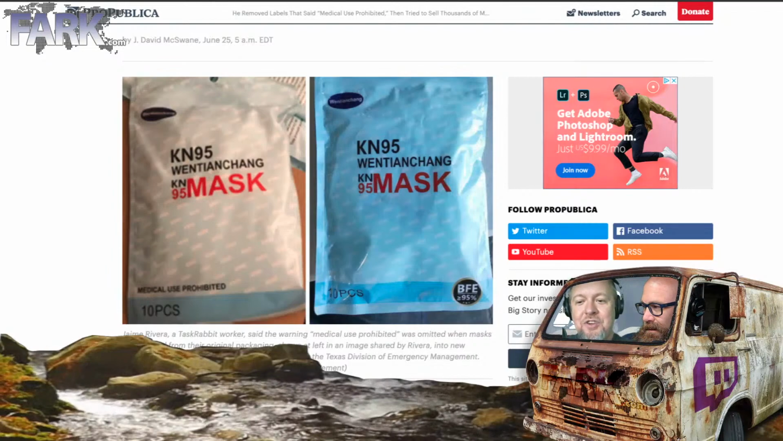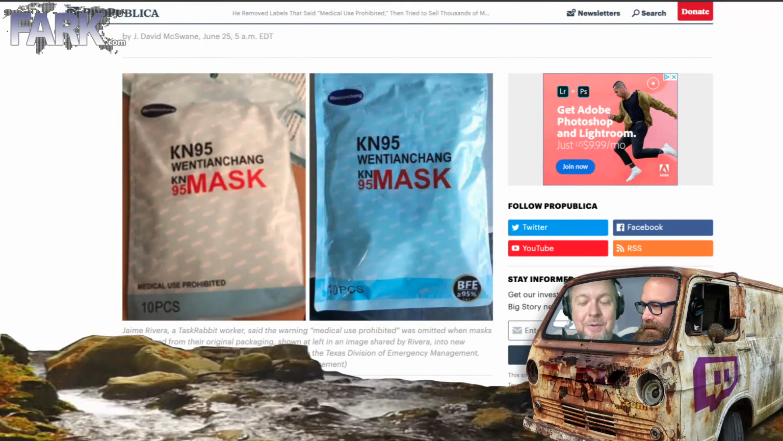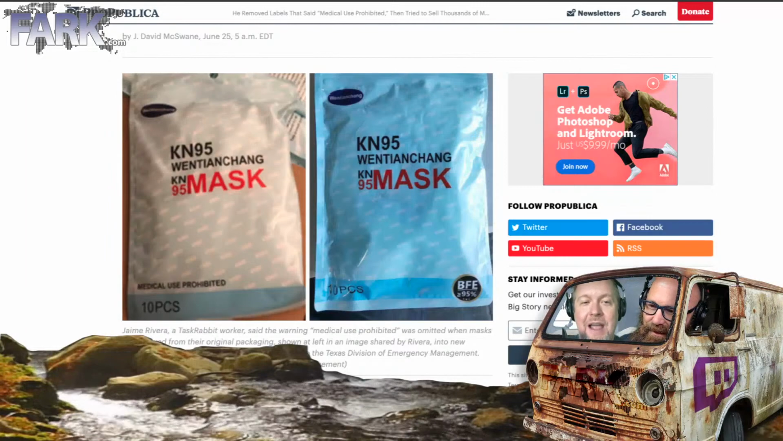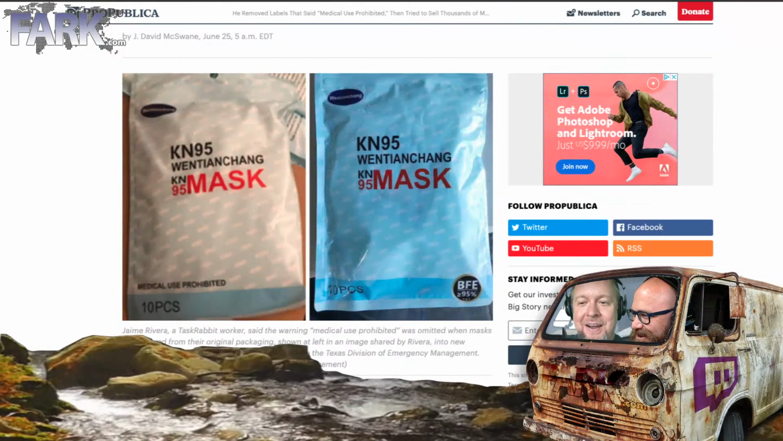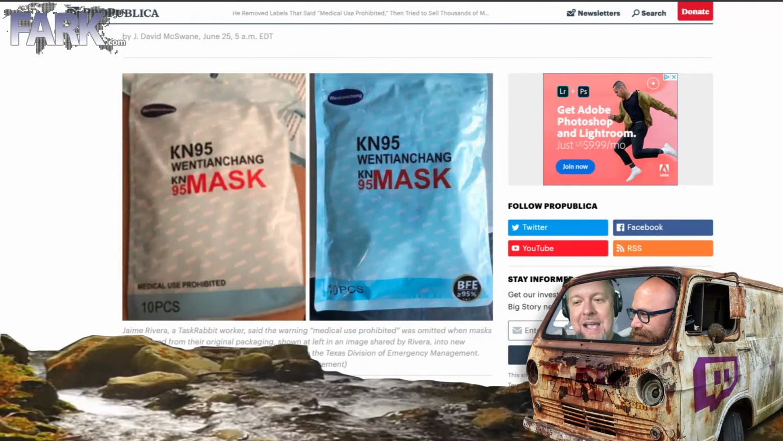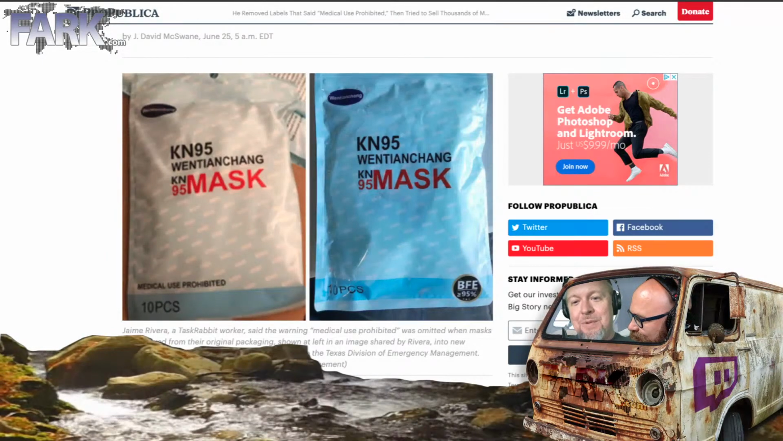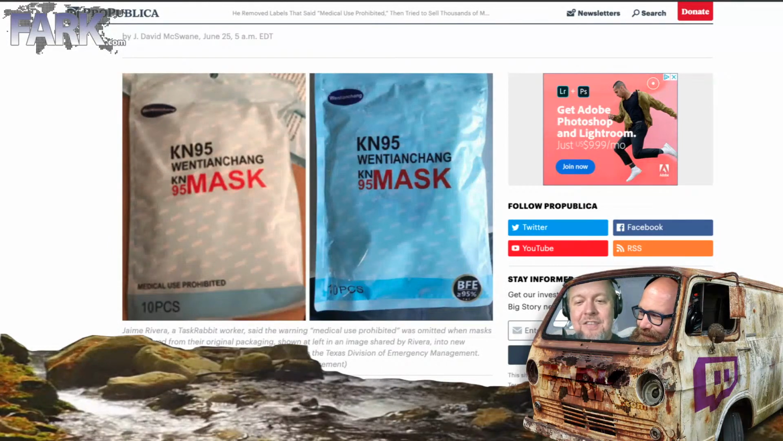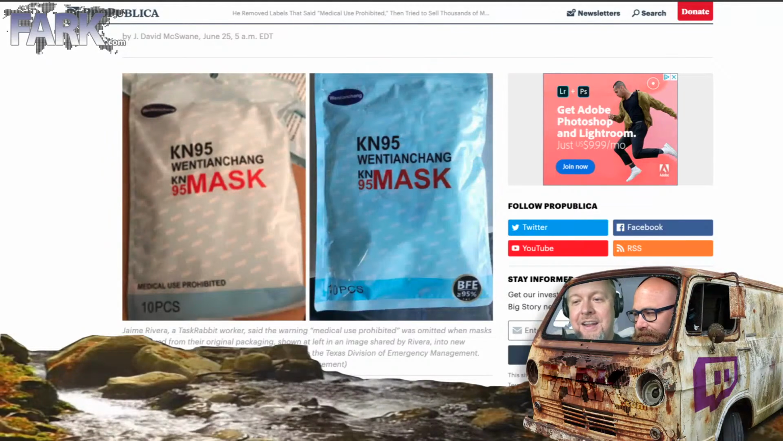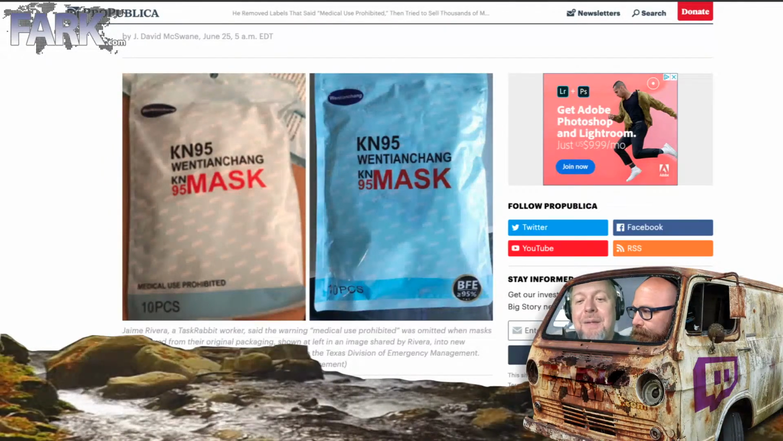And basically they hired a bunch of people using TaskRabbit, which is kind of like Uber for doing random crap. They hired people to go to a warehouse and unpack the masks out of the bag that said medical use prohibited and put them in the other bag. They didn't say anything about it. And then they sold them to Texas hospitals for $10 million or something. I don't know. At any rate, and then they got caught.